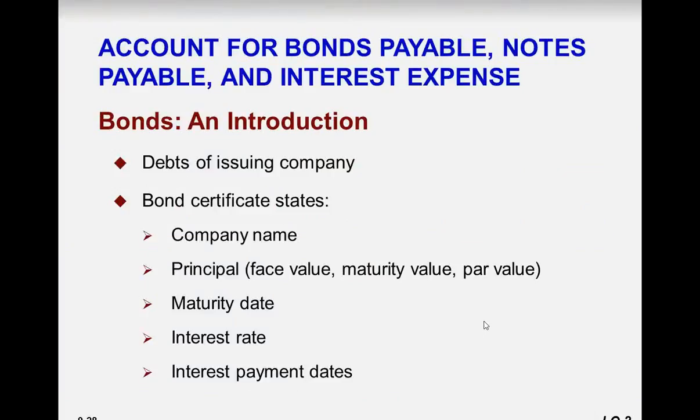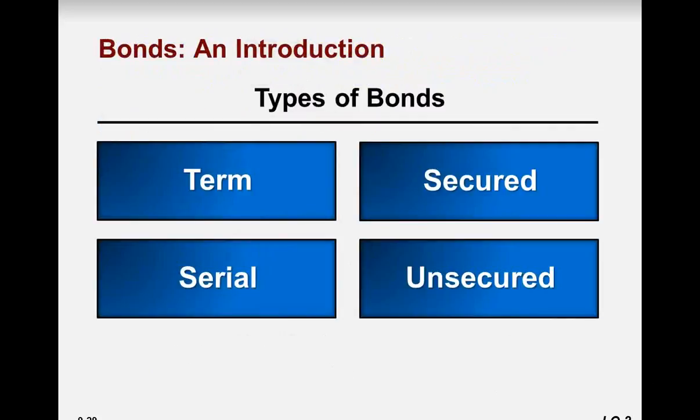Interest computes exactly the same. Maturity value is exactly the same thing. Par value is the face value, and the stated rate of interest. Maturity date is the date that it's due. The interest rate will be stated, and it will also tell you the payment dates. Like I say, we looked at this exactly in the previous chapter.